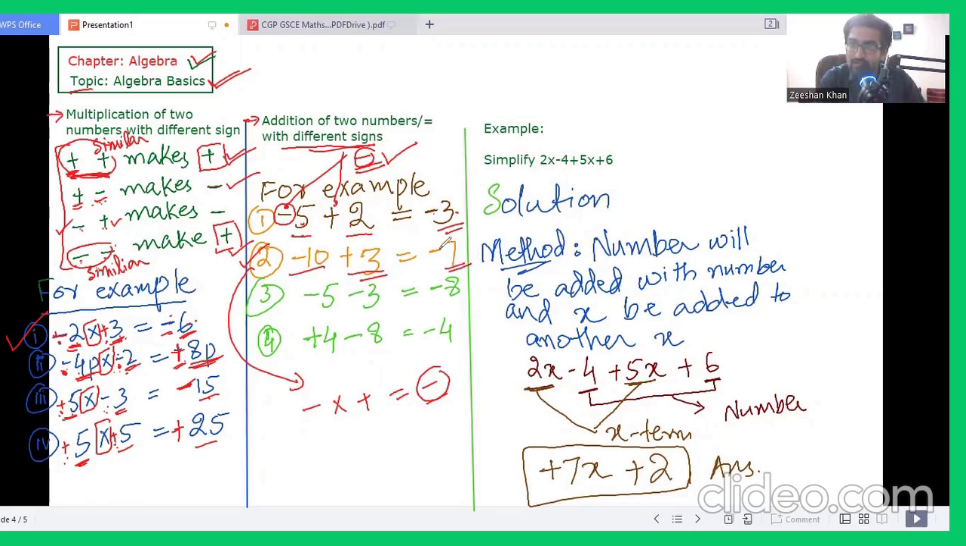Now we have to write a sign as well, an appropriate sign. And we will write the sign of the bigger number. So here you can see 10 is a bigger number. So we will write the sign of that. So minus 7. Now in this case, negative times negative is equal to positive.